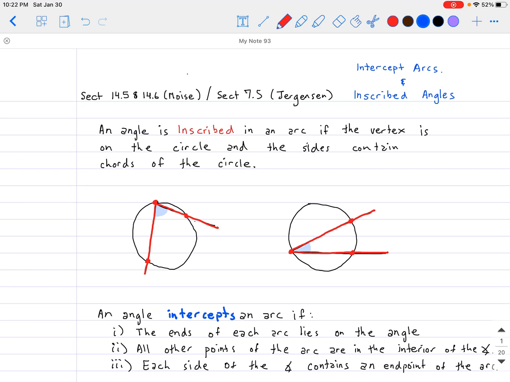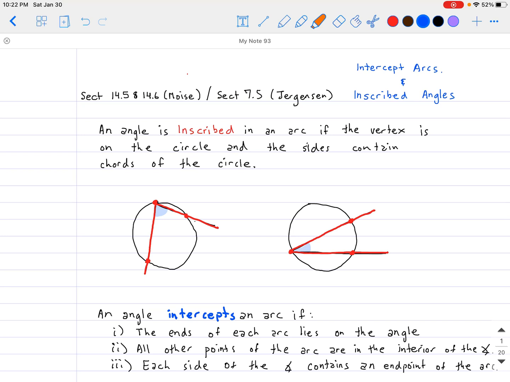Today we will be looking at another aspect of the circle. In this case, it is what is known as the intercept arcs and also inscribed angles. So they are related to each other. So we're going to look at those and see how that plays into all the stuff that we've been learning about the circle.